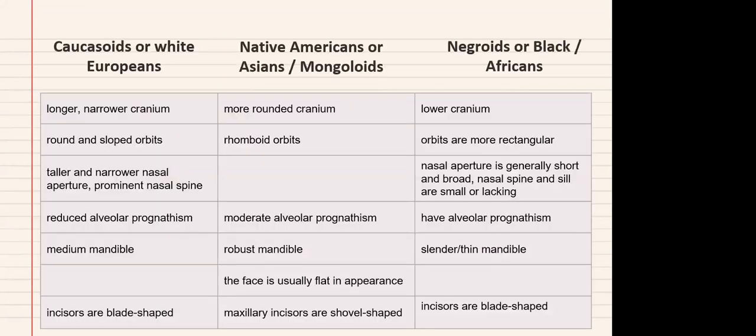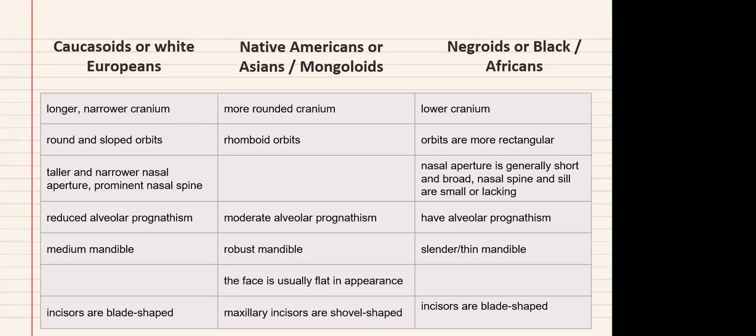For example, Caucasoids have a longer, narrower cranium. Mongoloids have a more rounded cranium, while Negroids have a lower cranium. Next, the orbits are round and sloped in white individuals, rhomboid in East Asians, and more rectangular in Black people. In determining the race of white people, they have a taller and narrower nasal aperture or the opening for the nose, and their nasal spine is more prominent. In Negroids, the nasal aperture is generally short and broad, and the nasal spine and sill are small or lacking.